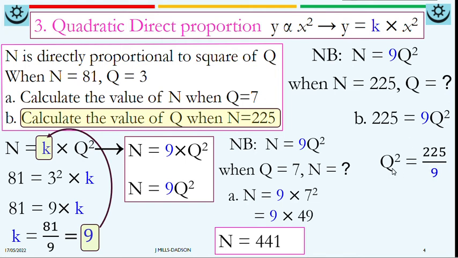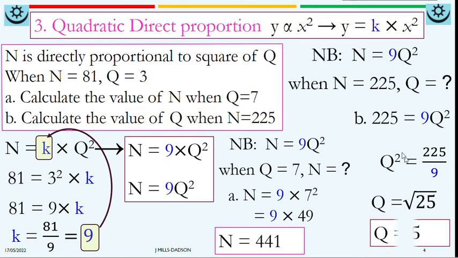Then from there, we find the square root, because 225 divided by 9 is 25, and we are looking for q and not q squared. The inverse of square is square root. Square root both sides, and you have q to be 5.